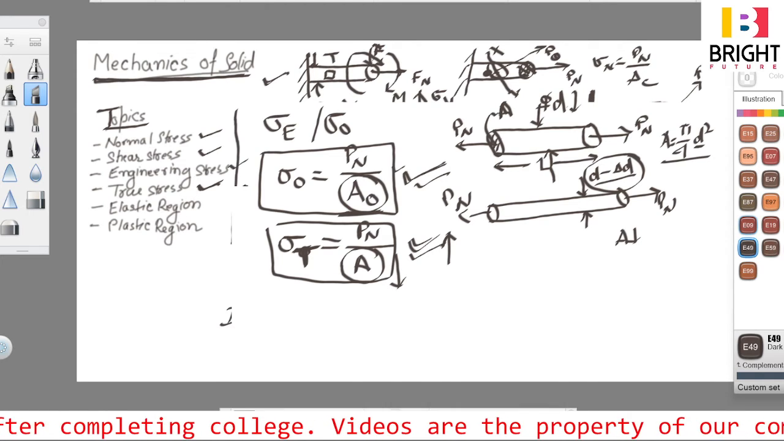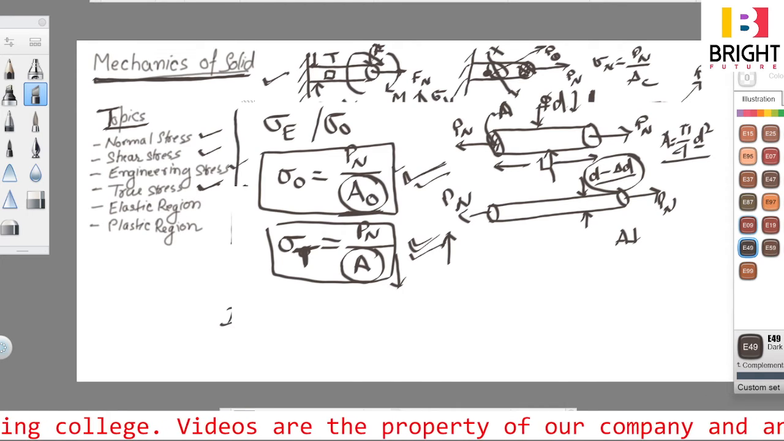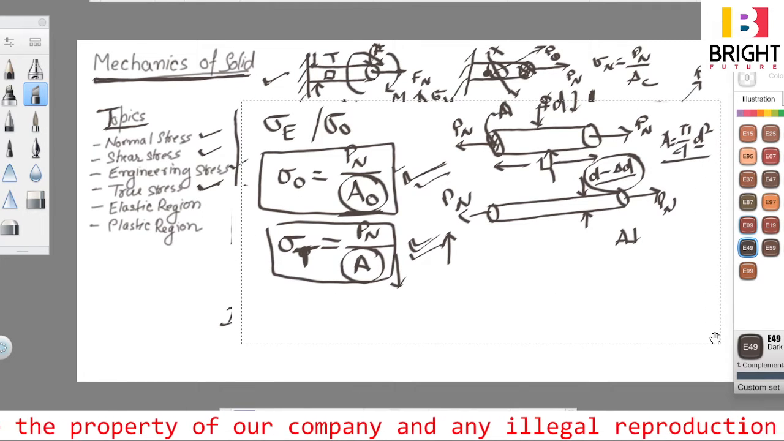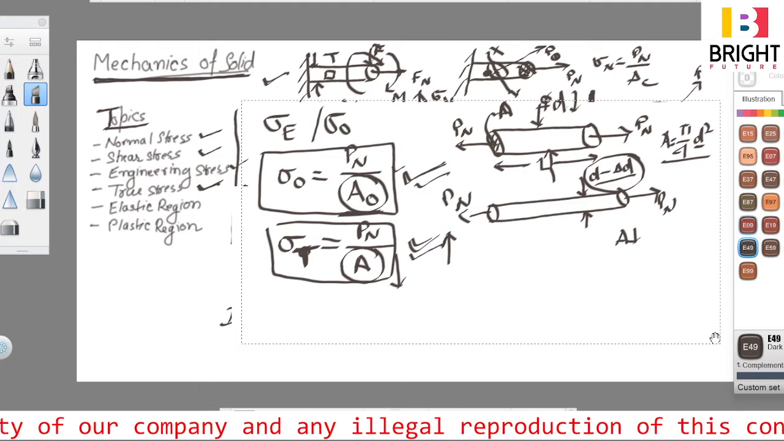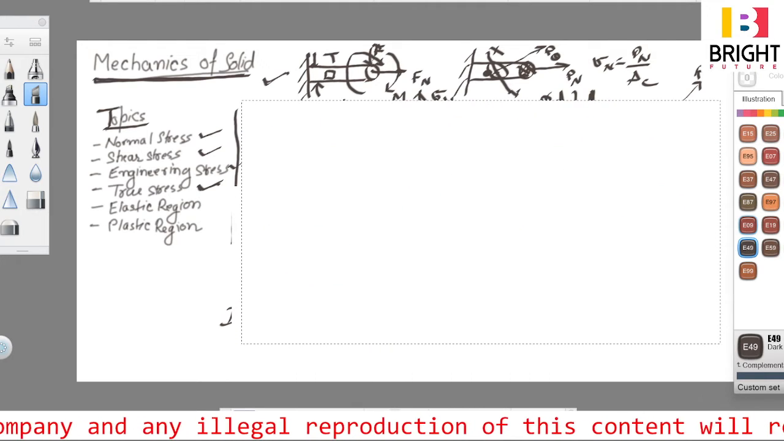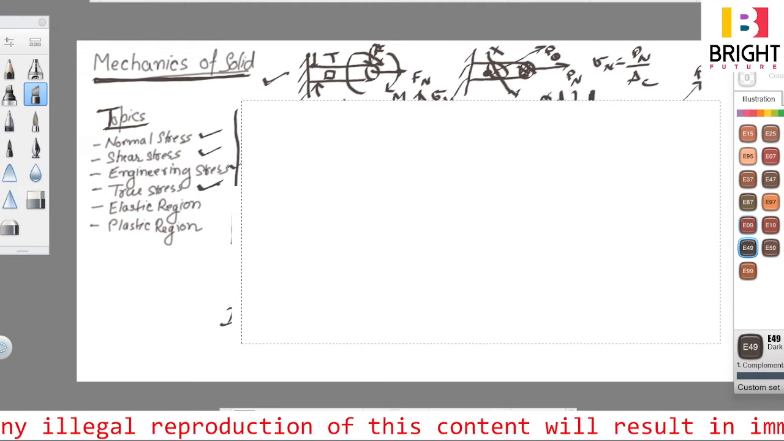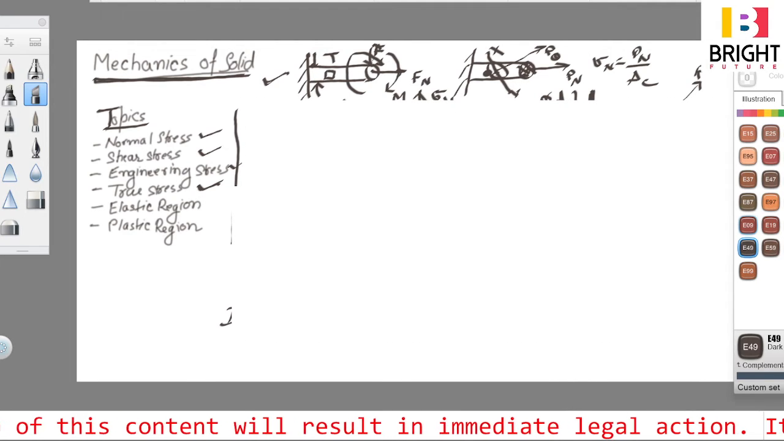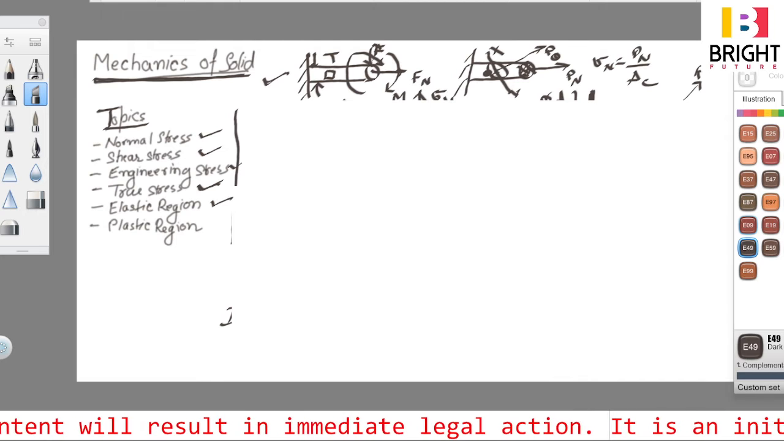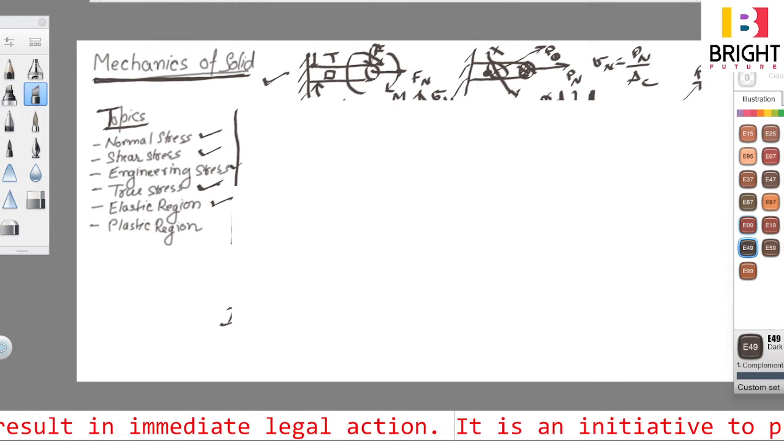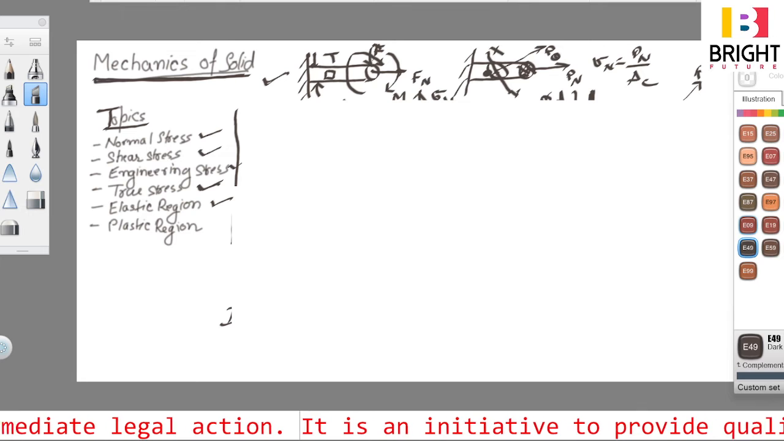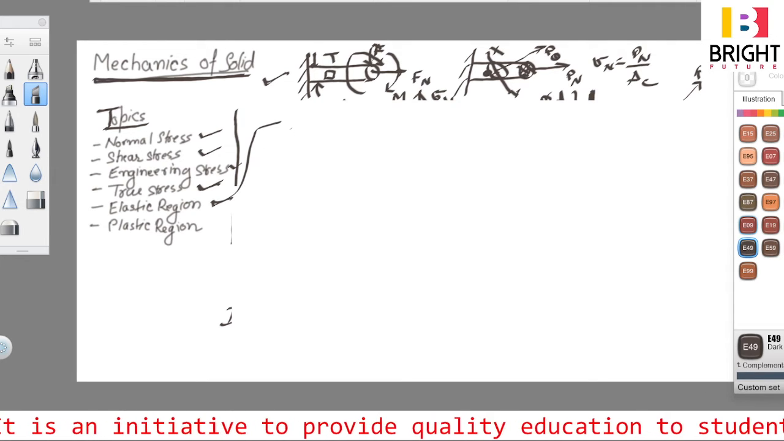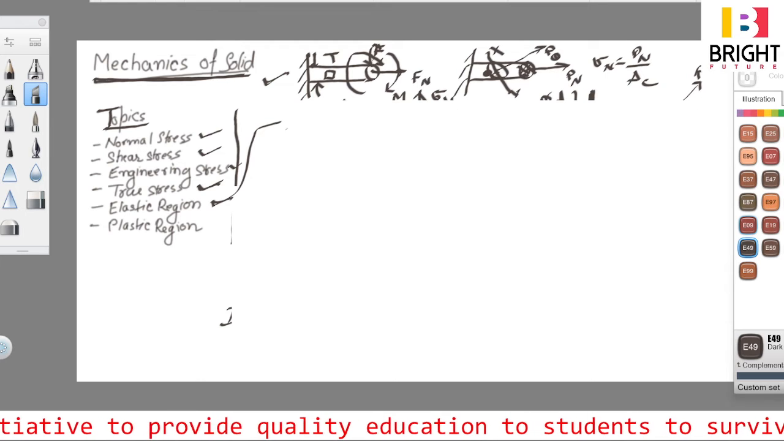Let me clear the space so that everything is clear. You can note down all these concepts. Now the question is, what is this elastic region and what is the plastic region? When we say elastic region, in the elastic region, the volume of the sample under observation increases.